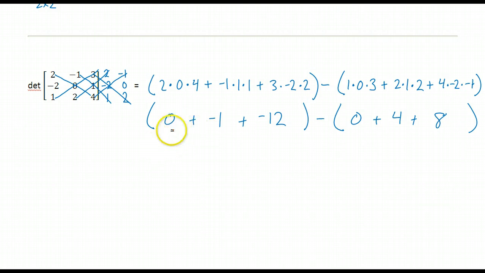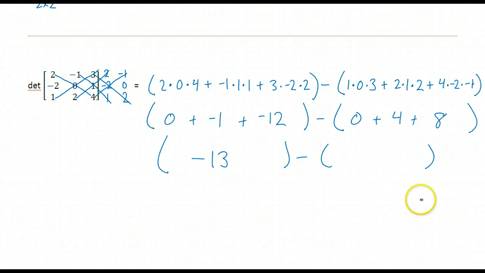So now I have 0 plus negative 1 plus negative 12 gives me a grand total of negative 13. 0 plus 4 plus 8 gives me 12. Negative 13 minus 12 gives me a grand total of negative 25.